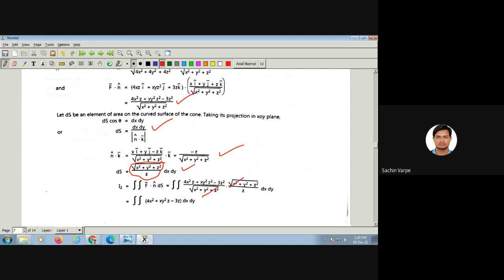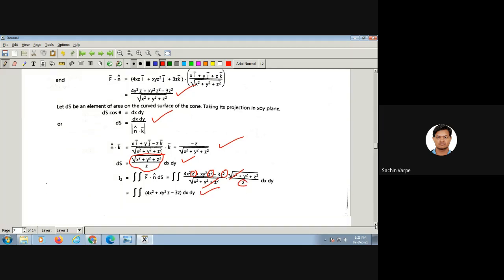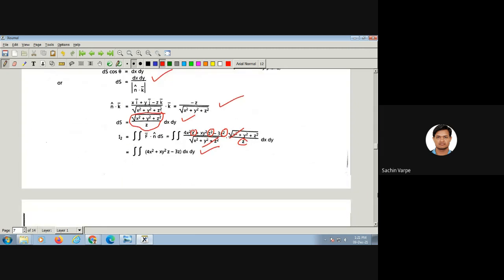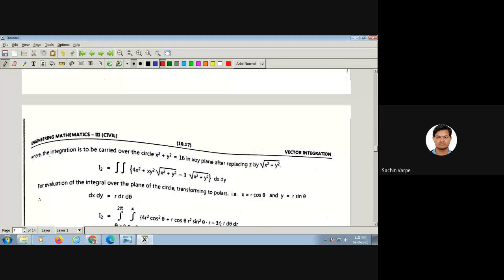So this is getting cancelled, and for x square this, for z, we take z common from this, z is getting cancelled, and we'll get this. And for the limits, you can see where the integration is to be carried over: the circle x square plus y square is equal to 16. So the limits are the limits of integration.